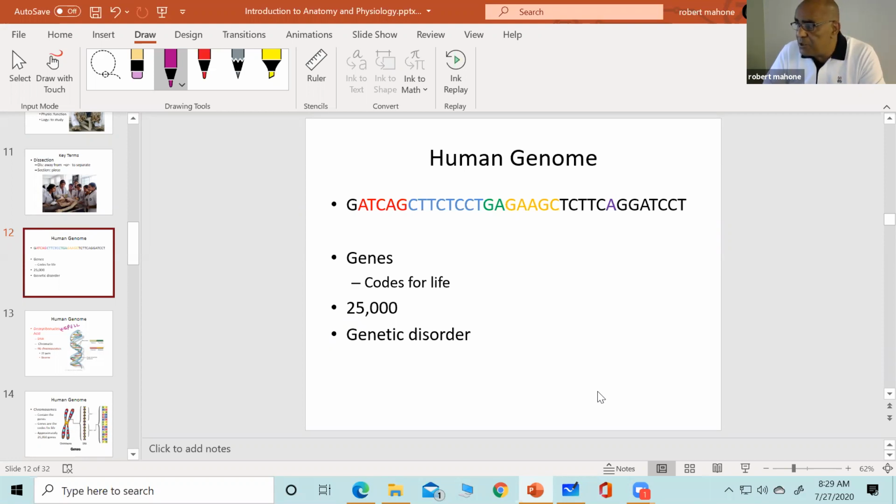And each genome is separated into genes in there. And as you can see, a gene can be something like just one letter in one spot, telling the body that if you have an A right here, then this is how the body will react.